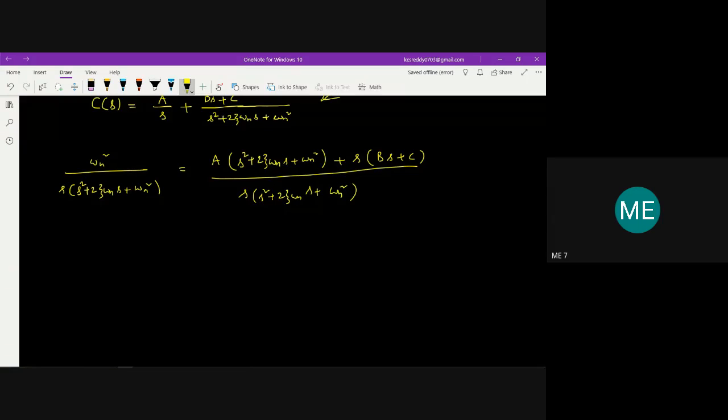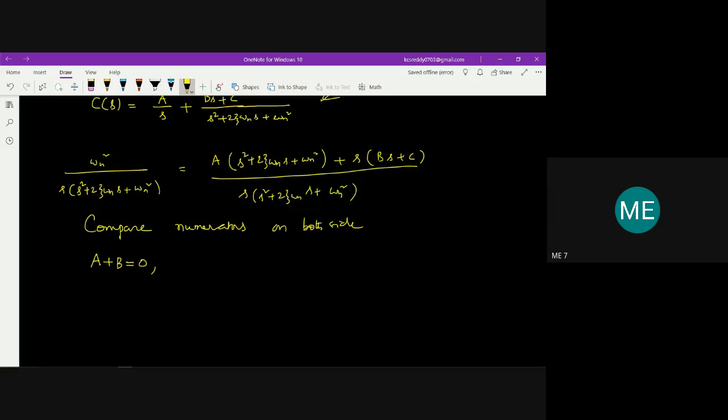Now we need to compare the numerators on both sides. First look at the S square coefficients. What are the S square coefficients in this case? A into S square plus B into S square, so A plus B. What about the S square term on the left side? There is no S square in this case, so I'll be getting A plus B is equal to 0.